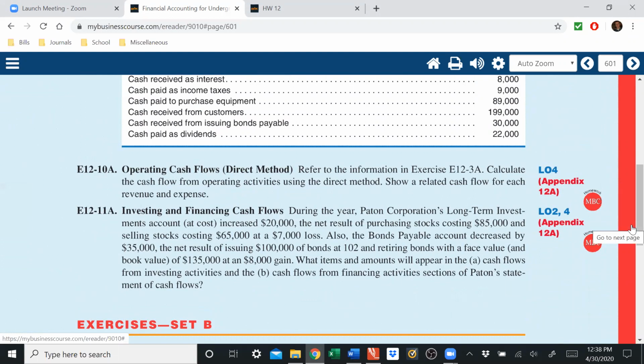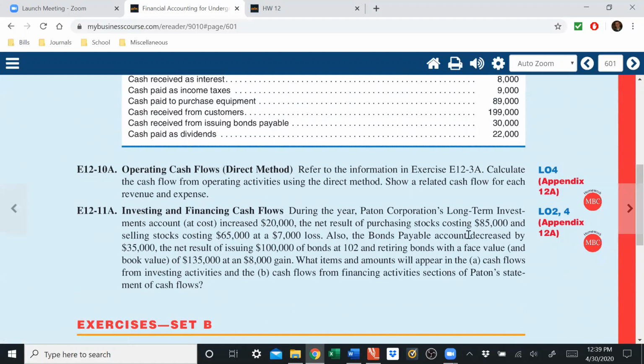During the year, Patent Corporation's long-term investments account increased 20,000. That 20,000 was the net result of purchasing stocks. So Patent purchased other companies' stocks. It's an investment. They intend to sell it later. They purchased stocks costing $85,000, and then they later sold stocks that originally cost them $65,000. They sold them at a $7,000 loss.